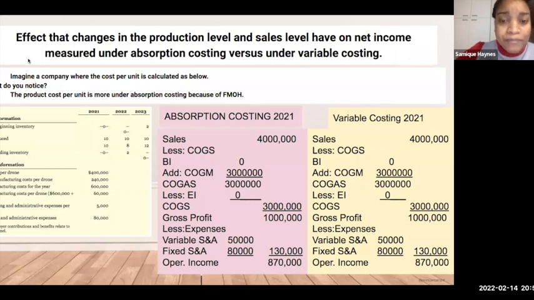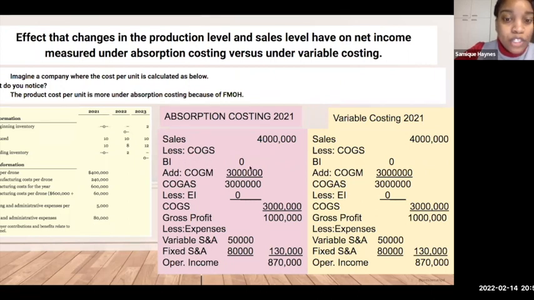Now let's look at this, okay? I have 2 income statements here based on the information in this extract. Sales is 4 million because they're expensive, right? $400,000 for 1 drone. And we sold how many drones? 10. So that's $4 million of sales. Less our cost of goods sold.